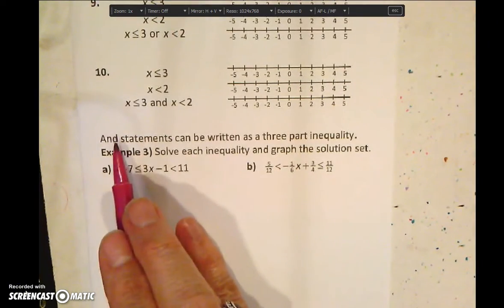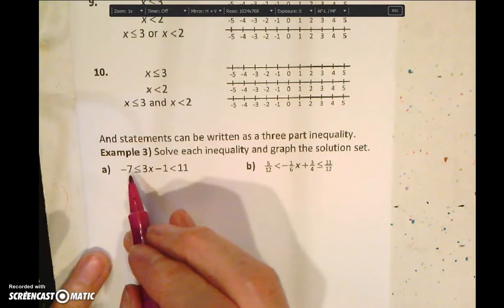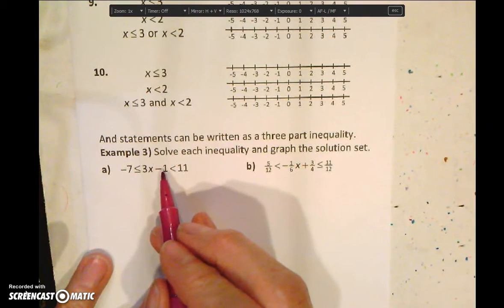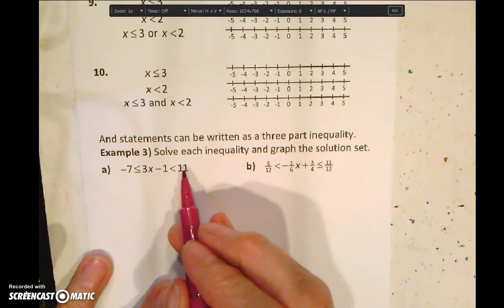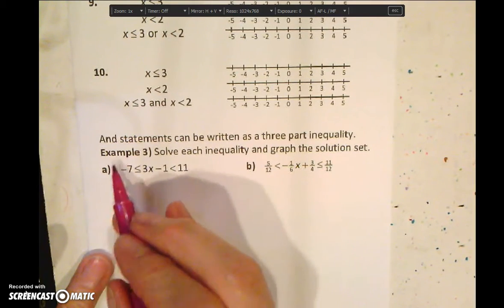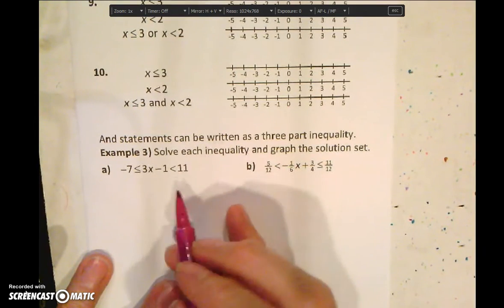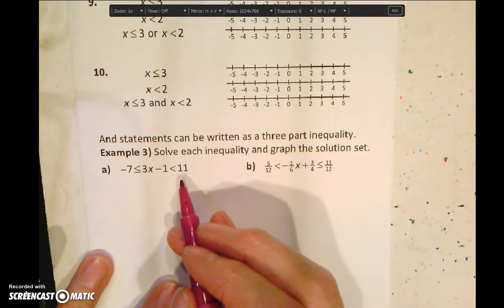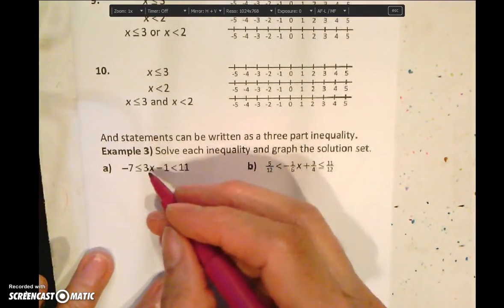So and statements can be written as a three-part inequality. So for example, this one means -7 is less than or equal to 3x minus 1, and 3x minus 1 is less than 11. So it's combined into just the one three-part. And you know why? Because when you think about the answer to a lot of the ands, it looked like a three-part inequality. To solve these, you can do it pretty quickly.